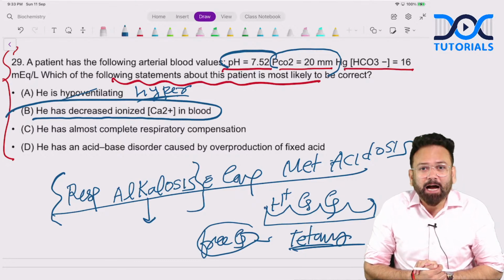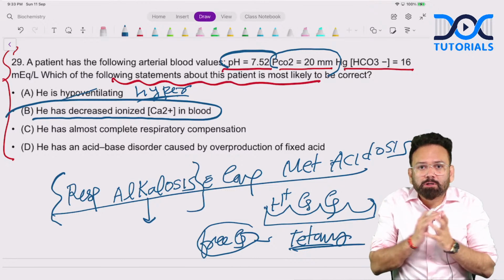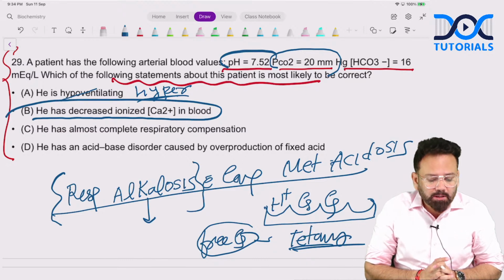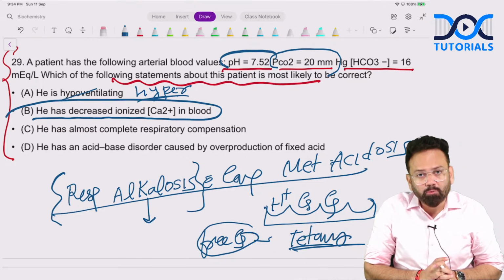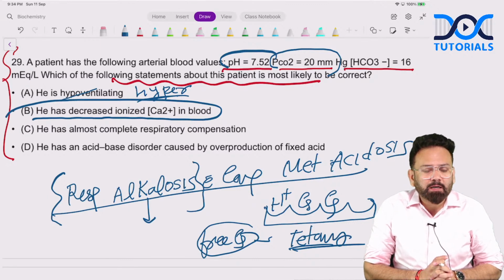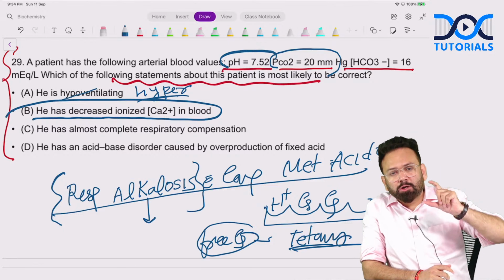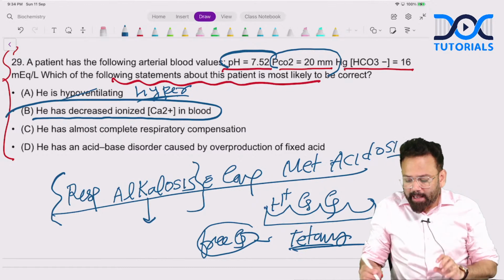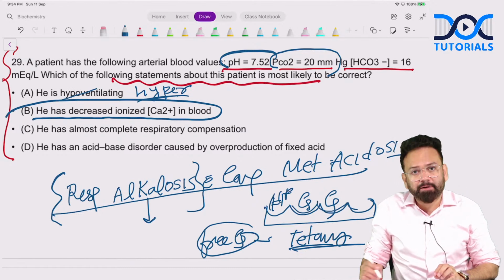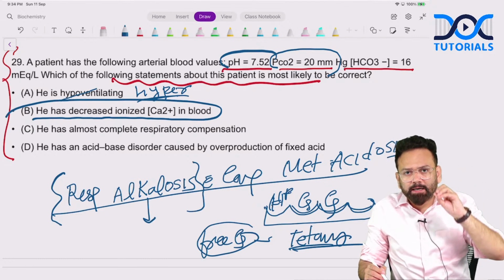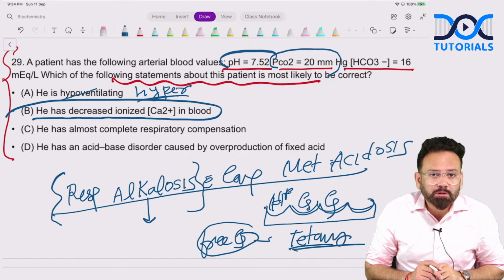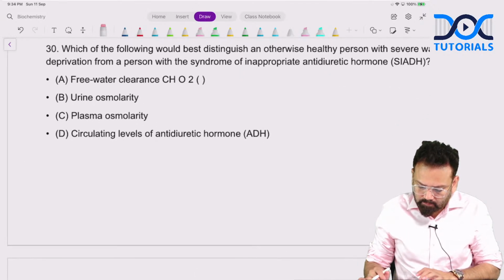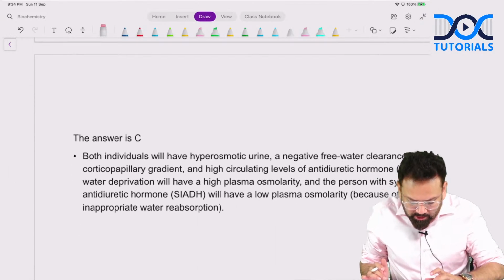So the patient is hyperventilating, so carbon dioxide washout is there. The diagnosis is respiratory alkalosis with compensatory metabolic acidosis. And remember, whenever there is alkalosis, H ion will be less, so more free calcium will bind with the protein. So availability of free calcium will be less and it can cause tetany. This question has been done. Okay, now second test series.